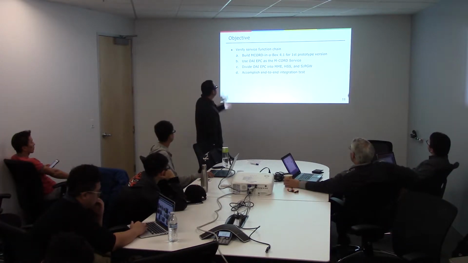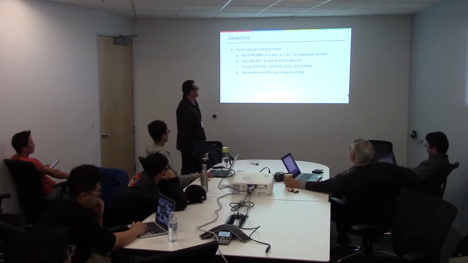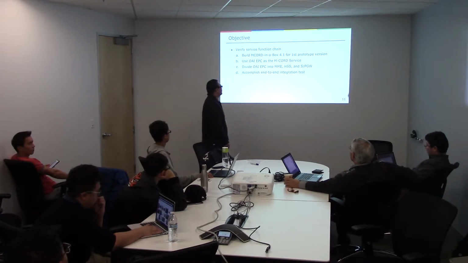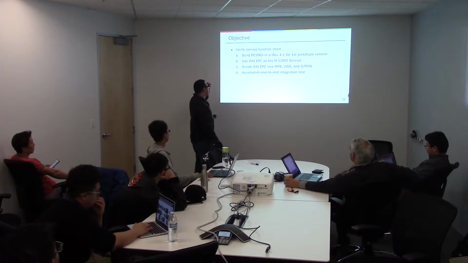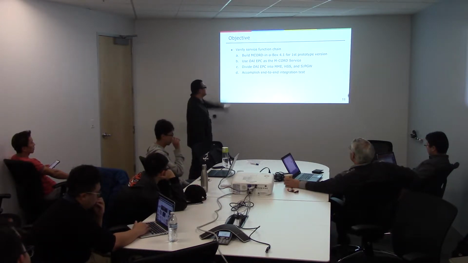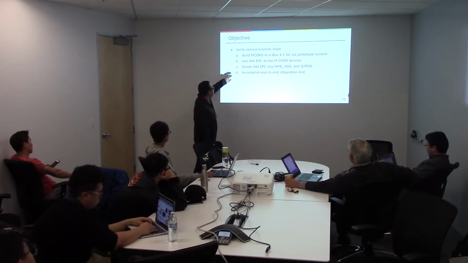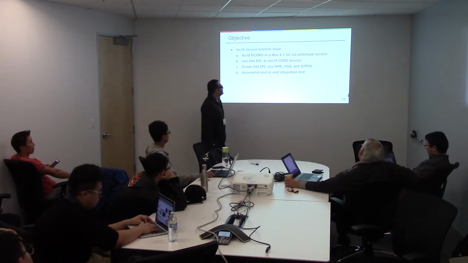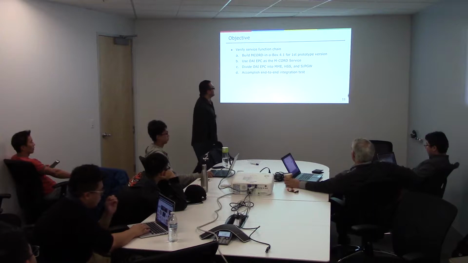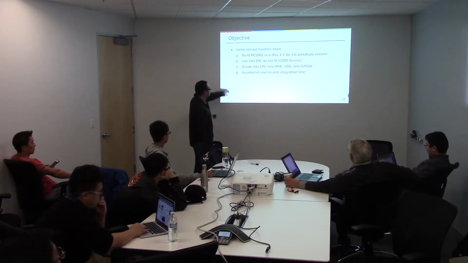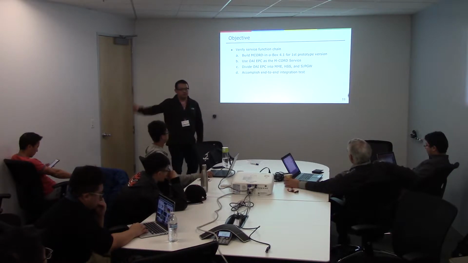So first we build an M-Core in the box 4.1 for the first prototype version. And we use OAI-EPC as our M-Core service. And for the service function chain verification, we divide OAI-EPC into MME, HSS, and the XPGW. And we just finished our end-to-end integration test last week. And we have a live demo outside.